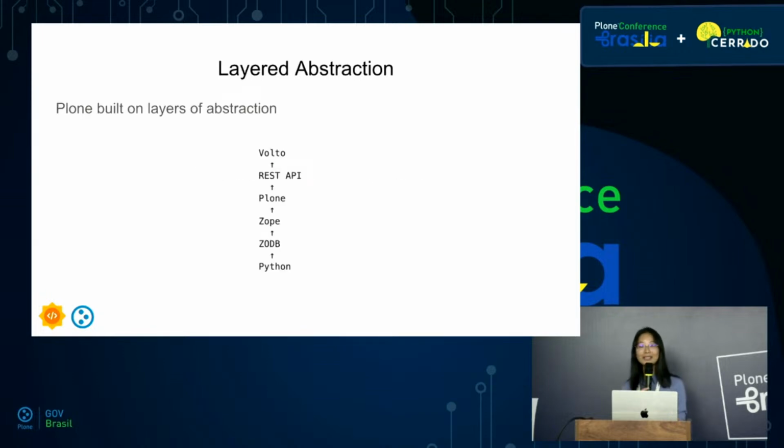So Plone is really built on top of many layers of abstraction, and it has a lot of dependencies, right? It's built on top of Zope and Plone, and then it has the REST API that interacts with the front end, and then it has a new React front end. And it's really hard for anyone who's new to the code base to really learn everything at once.